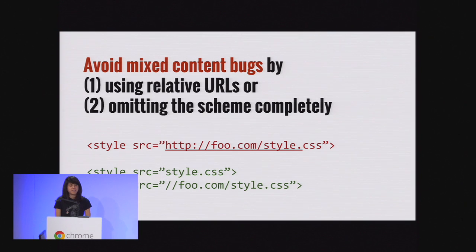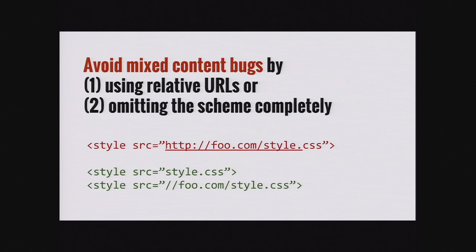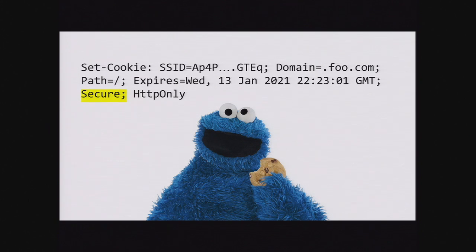So, how do we actually fix mixed content bugs? Thankfully, it's fairly easy. What we need to do is make sure that all of our resources that are loaded on an HTTPS page are loaded by HTTPS. So if these resources are in the same domain, you can just use relative URLs. If you have to use an absolute path, you want to omit the scheme or the protocol, and the browser will figure it out by itself. In the second example, I actually include an example of a scheme relative URL, which can look kind of funky if you've never seen it before, but it works. So that's how you fix mixed content bugs. Not too hard.